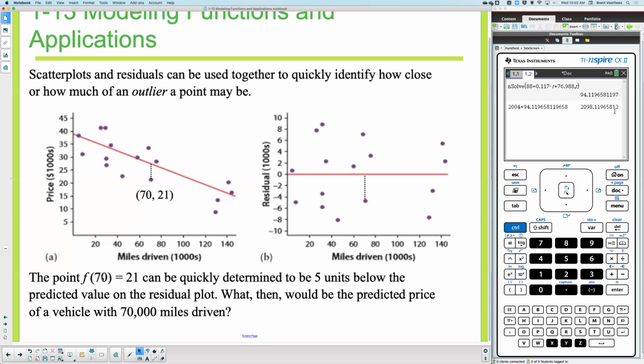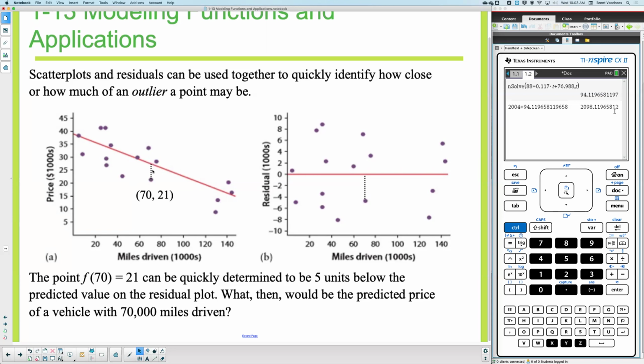Let me pause there. What does the 70 represent? The miles driven. Okay, so you would go to 70 on the x. And then what does 21 represent? Okay. The price, which is in thousands, it'd be 21,000. This point right here, it's saying it's over 70 and it's up 21. Okay, so that right there can be quickly determined to be 5 units below the predicted value.